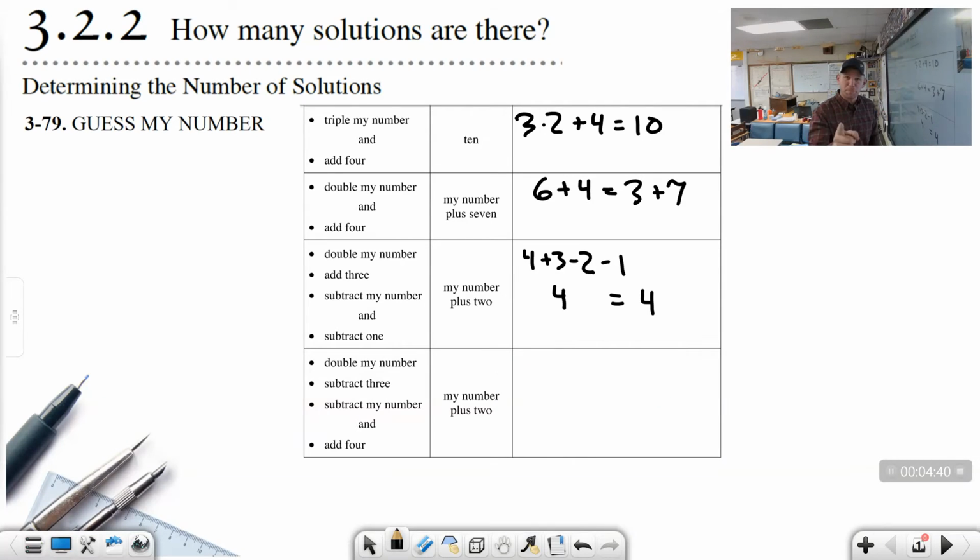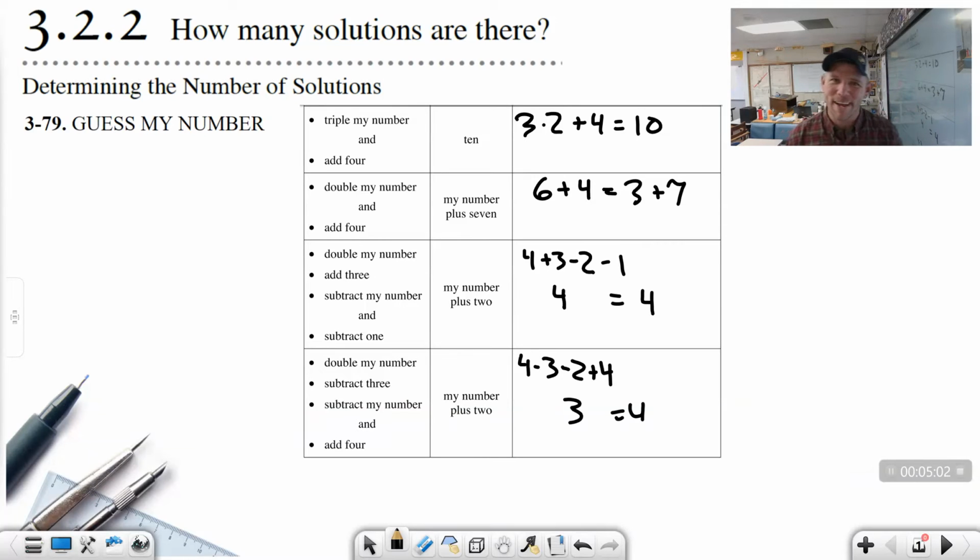Okay, did you pick the right number? I think I got it wrong. Okay, I'm going to pick 2. Let's see. 4 minus 3. Subtract my number. Add 4. That's going to be 3. My number plus 2 was 4. Doggone, I got it wrong again.